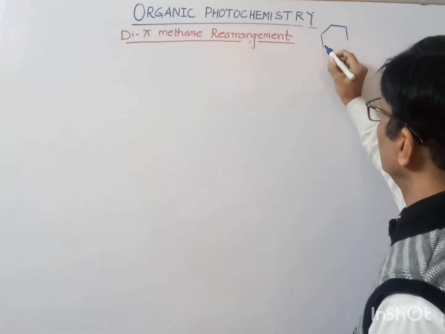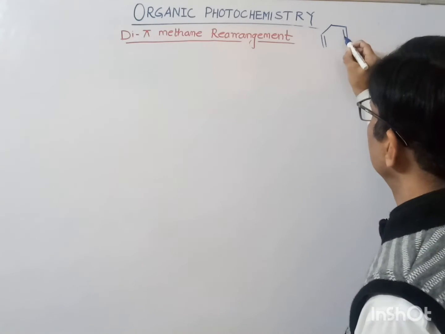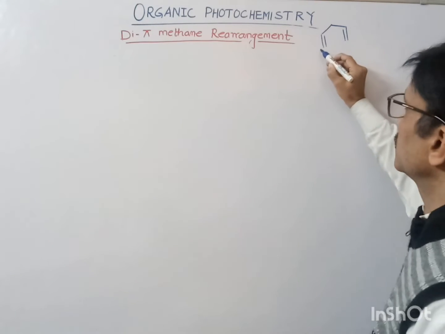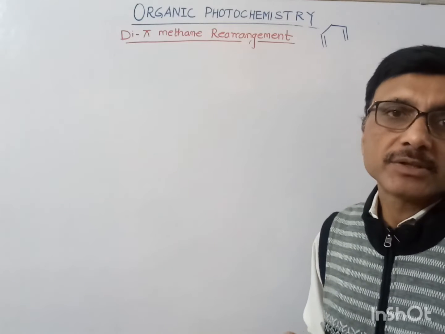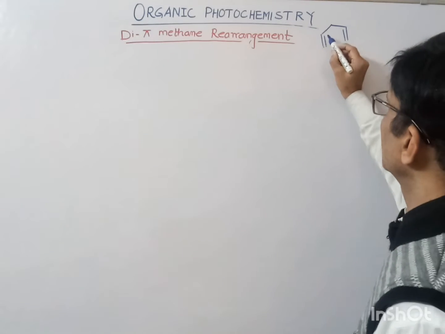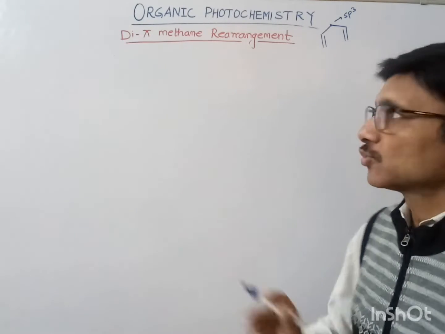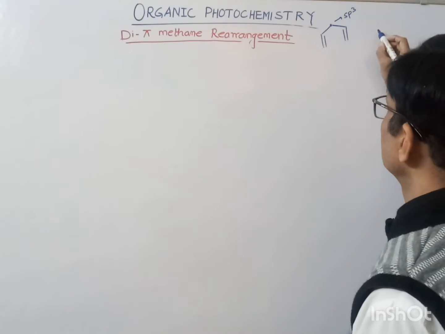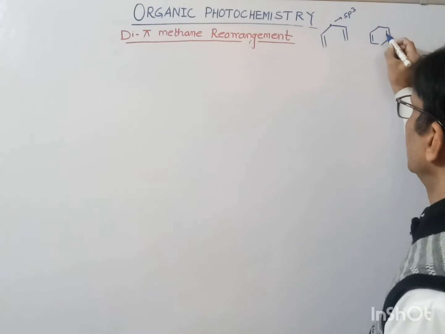For example, if you take this substrate molecule, two double bonds are present at the 1 and 4 positions, so this is position 1, 2, 3, 4, and they may give this reaction. These two double bonds should be separated by one sp3 hybridized carbon atom. So either acyclic or cyclic dienes can give this di-pi methane rearrangement reaction.